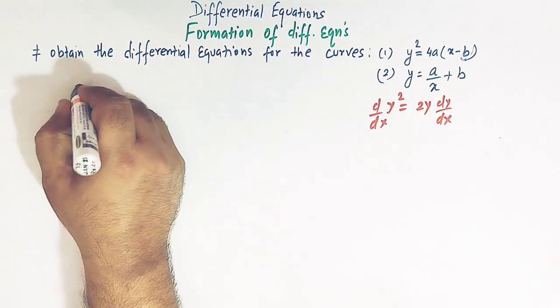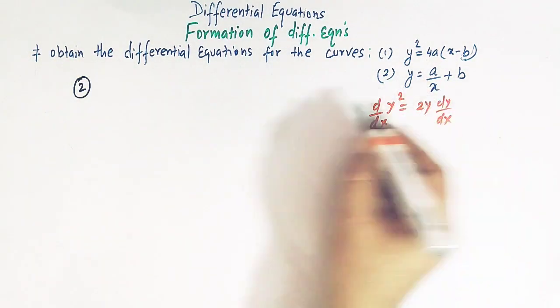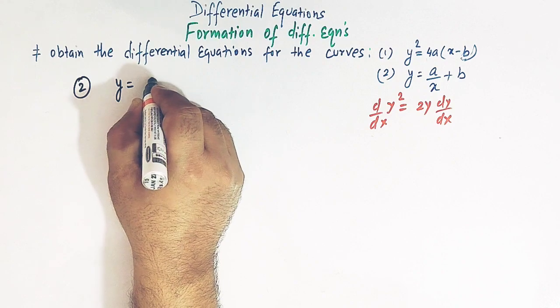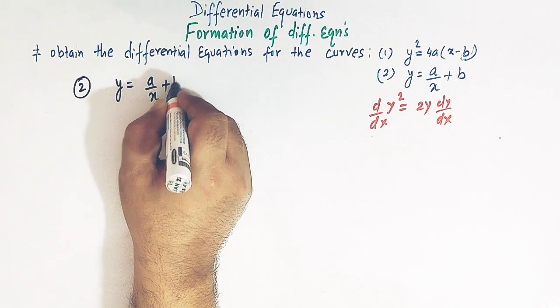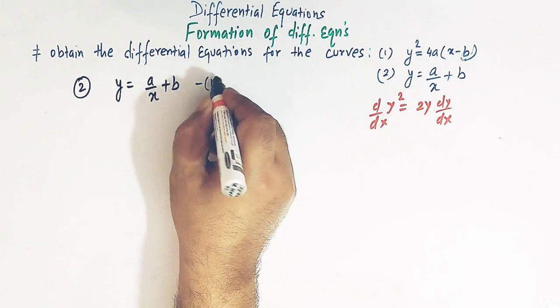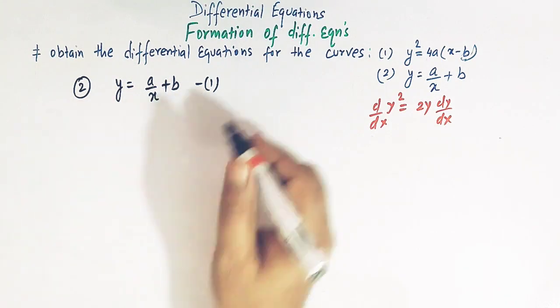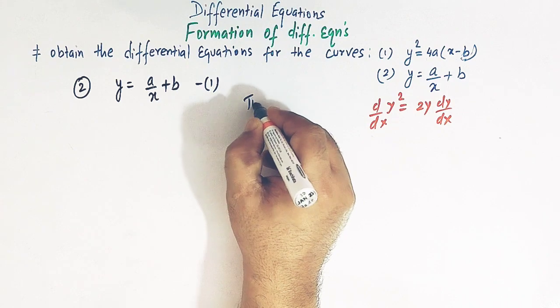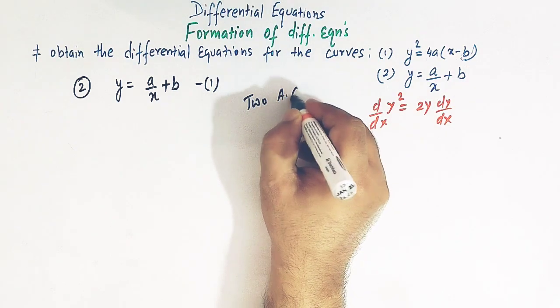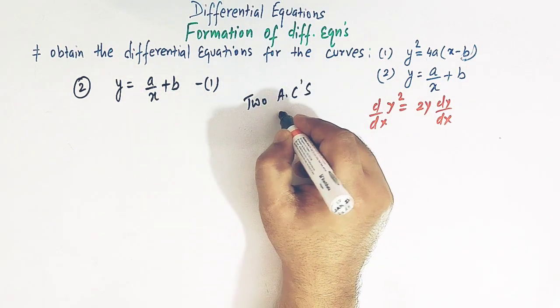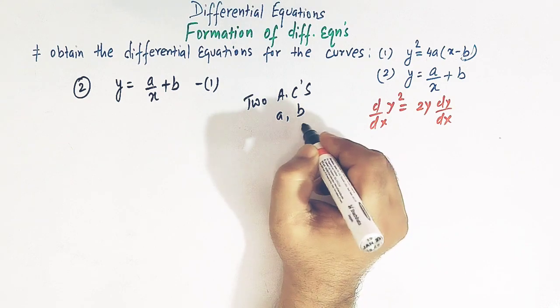So now let us consider this second problem. Here we have y is equal to a over x plus b, right? And here also we'll count the number of arbitrary constants. So here we have again two arbitrary constants, that is a and b.